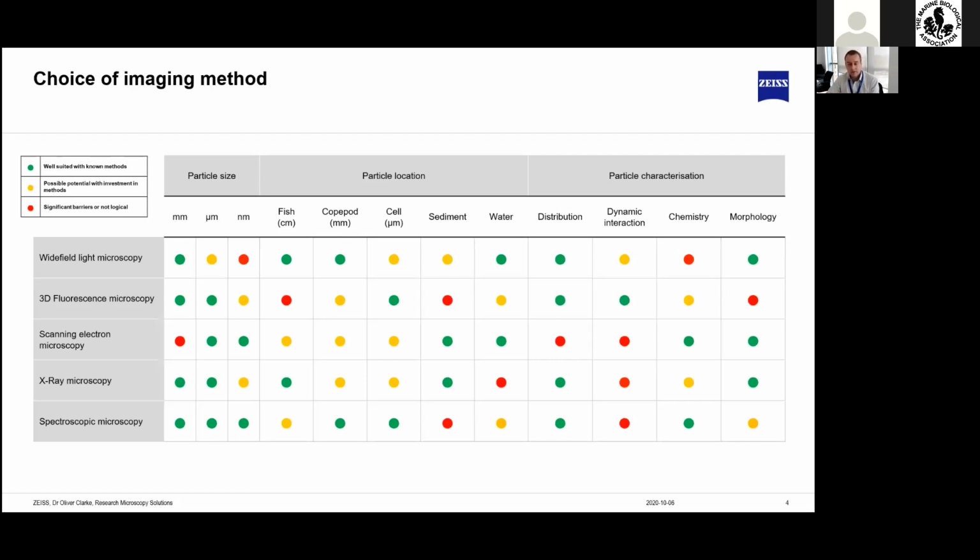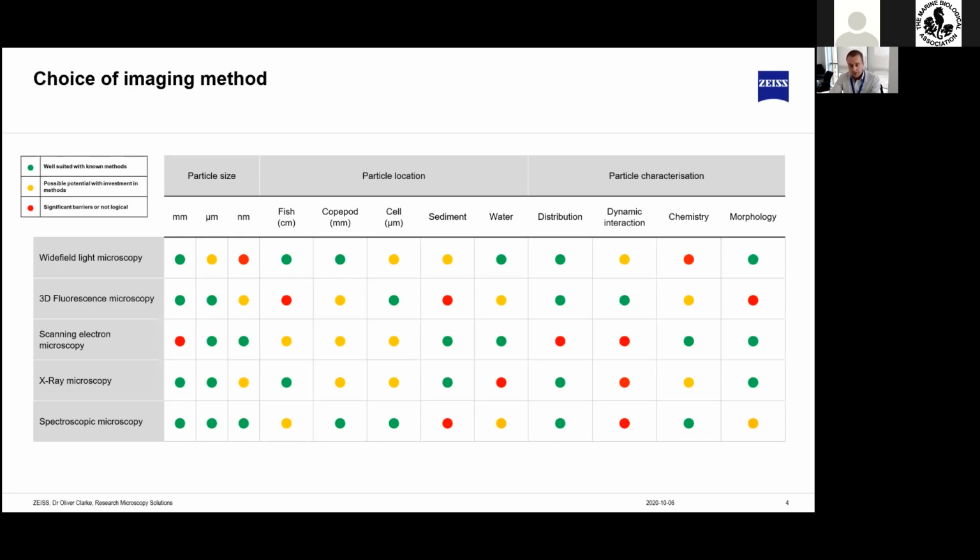And I picked out, for example, particle size as being the way to separate out the challenge. Are we looking at millimeter, micrometer, or nanometer? And then very crudely, a length scale in terms of the particle location, so centimeters, millimeters, micrometers, in terms of the organisms, and then sediments and water. And I was also interested in how we characterize the particles. Are we talking about distribution, dynamic interactions, the chemistry involved, and so on.